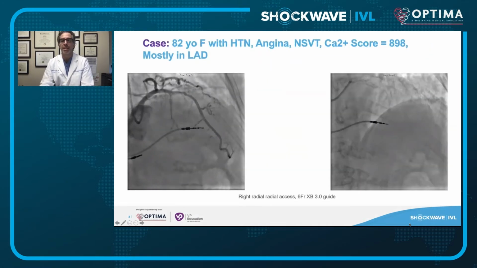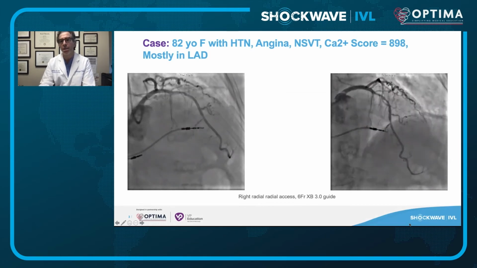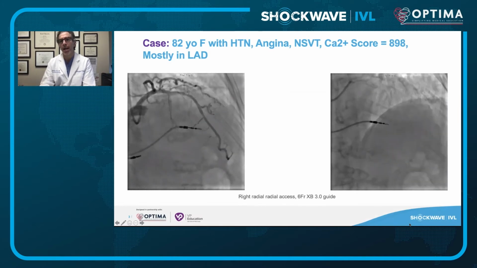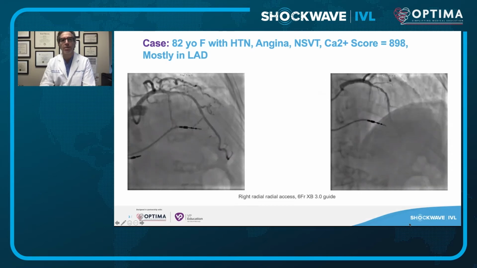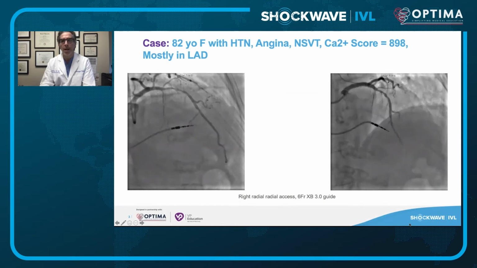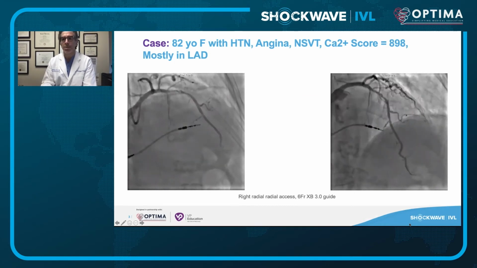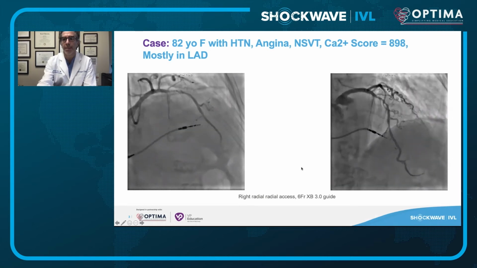I think cases tell the story better than words. Here's a patient who is 82 years old with high blood pressure, angina, non-sustained ventricular tachycardia, and a high calcium score on imaging. You see here in the angiogram a lesion in the mid-LAD, which on fluoroscopy alone has the telltale train tracks of a high calcium burden. Here I'm radial with a 6 French guide.